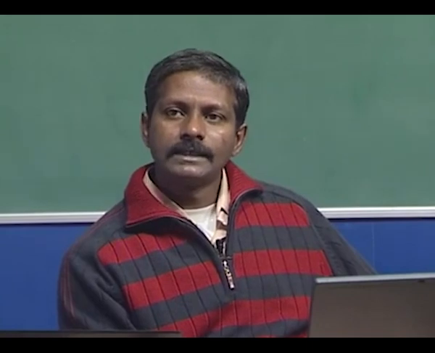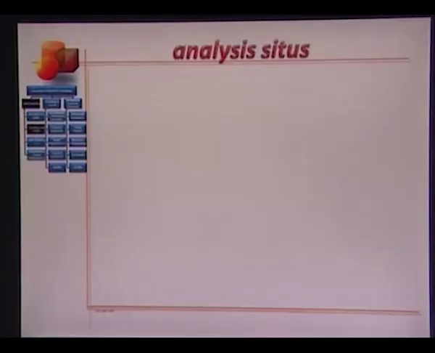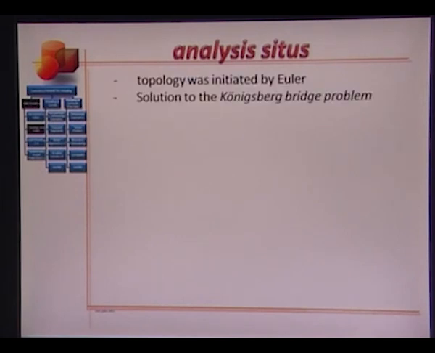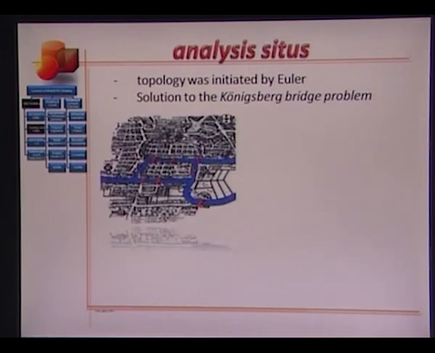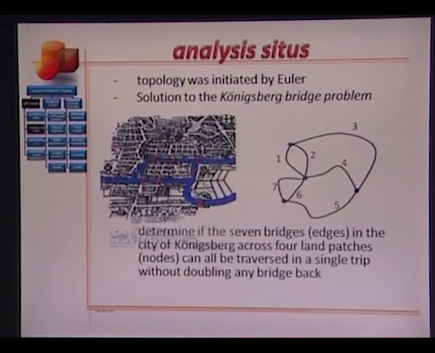Topology, or analysis situs, where situs refers to site, was perhaps initiated by Euler. Euler was challenged if he could solve the Königsberg bridge problem. This is the Königsberg bridge problem. This is the problem statement. Determine if the 7 bridges or edges in the city of Königsberg across 4 land patches, which are nodes, can all be traversed in a single trip without doubling any bridge back.